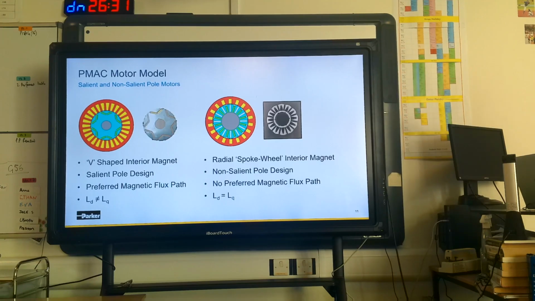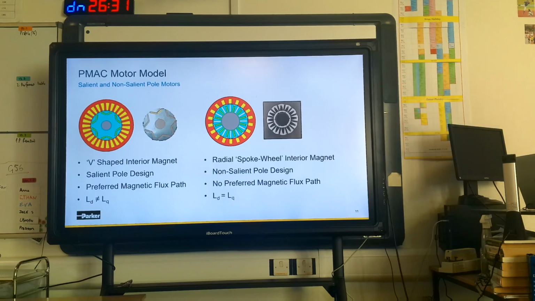And because of that, we call that a non-salient pole design. There's no magnetic preferred path. And when we look at the transient equivalent circuits, which we're about to do, of these motors, you will find that the inductance you see on the equivalent circuit for the D-axis winding and the inductance you see on the Q-axis winding are the same. And that makes your life a lot easier when it comes to controlling motors.